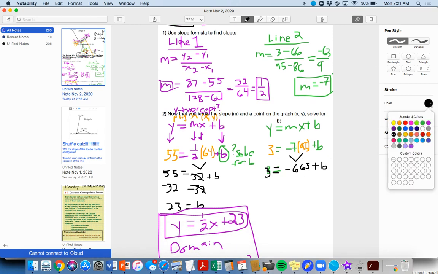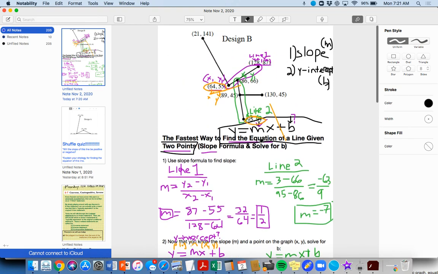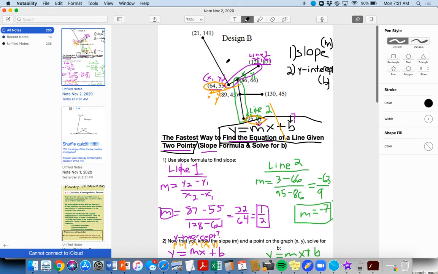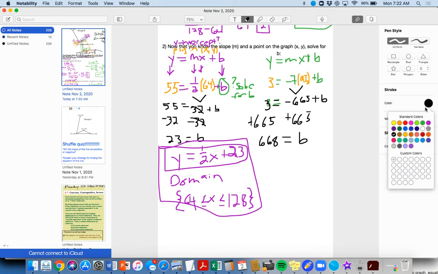Now I'm going to add 665 to both sides. And I'm going to get a huge y-intercept. So this is going to be 668 equals b. So this would shoot up really, really high. See how steep this is? Our y-intercept, remember, we got to go all the way, we go 86 over here, and it's so steep. So this is going to be a really, really high up y-intercept if we cared about the line. But we don't. We just care about that line segment.